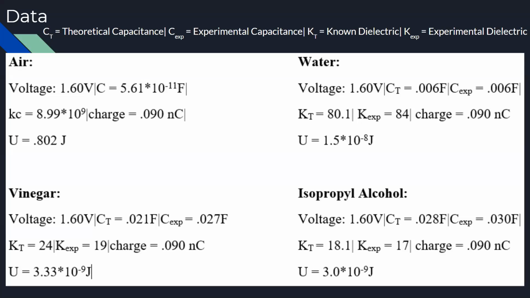On top, there's a key. CT stands for theoretical capacitance, which was calculated using the known dielectric constant. Then we have our multimeter reading, which is experimental capacitance, our known dielectric constant, and then our experimental dielectric constant, which was calculated using the experimental capacitance. That was compared to the known dielectric constant in order to determine accuracy. And as we can see throughout 4 trials, the experimental dielectric constant was fairly close to the known, shown within water to be within 5% of the actual dielectric constant of water. We see here that air had the highest energy stored, whereas isopropyl alcohol had the lowest.